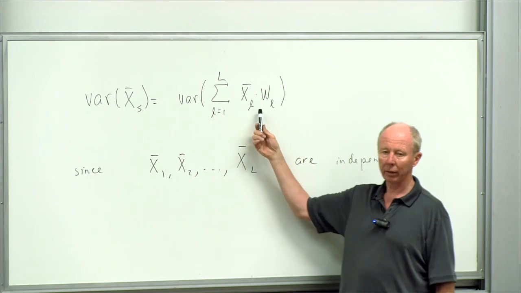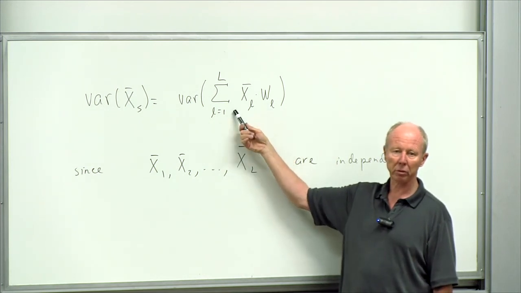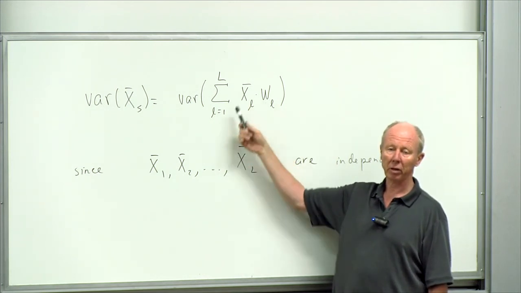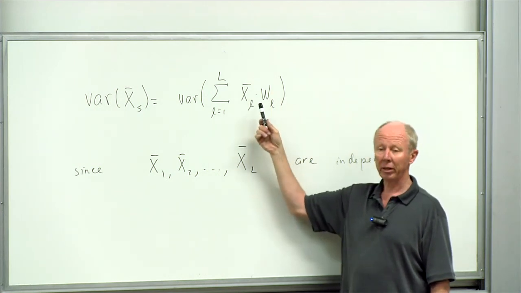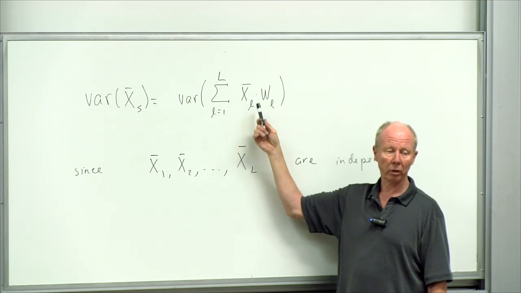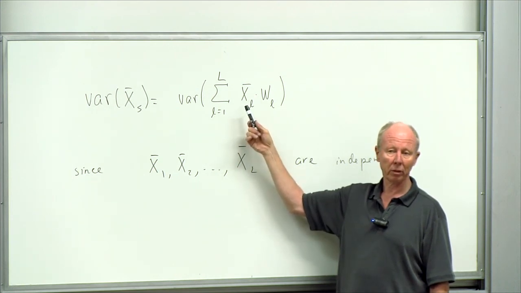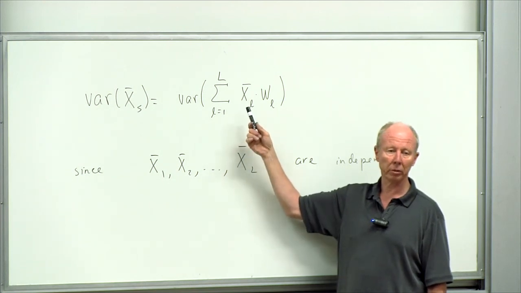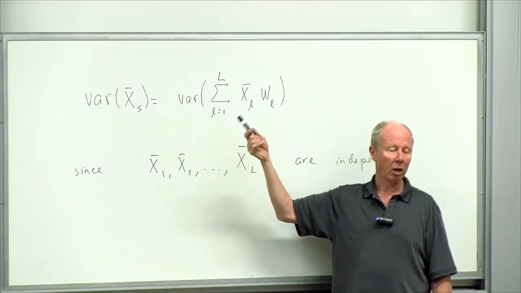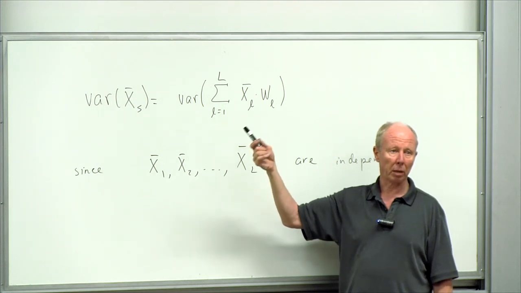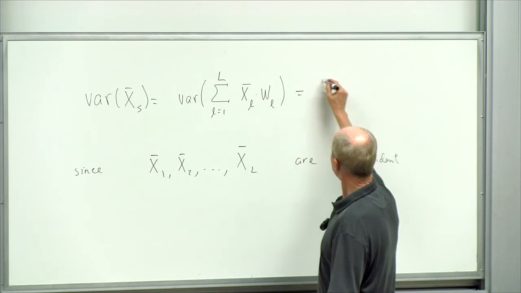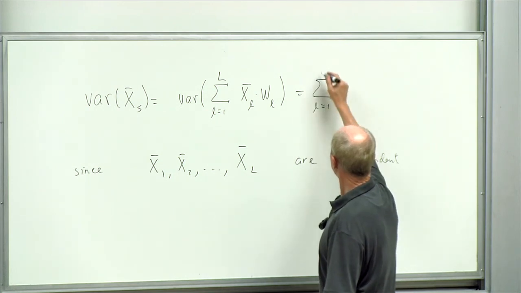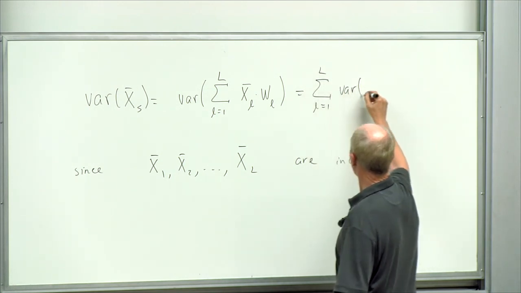And here what do we have? These are numbers, fixed numbers times these random variables. The random variables in this sum, this is then a random variable. The random variables in this sum are independent from each other. The Lth one is independent of the kth one when L is different from k. So here we have a sum of independent random variables, and we're taking the variance of that. What's the variance of a sum of independent random variables? It's the sum of the variances, right?